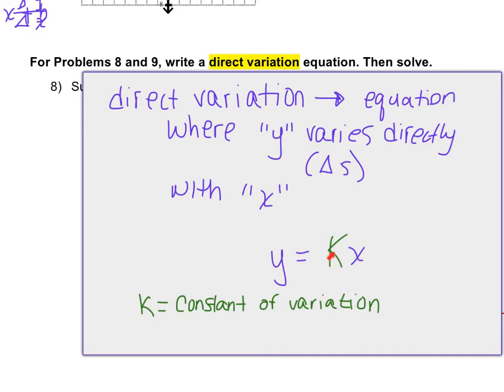Now, if I use this as a literal equation and I transform it and solve for k, I would divide by x on both sides, and I would get that k is equal to y divided by x. What this does is, if I want to know what k is equal to, but I am given what y and x are, I do y divided by x, and that's what k equals.